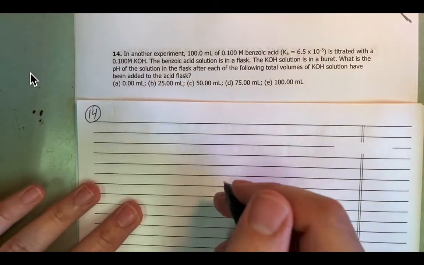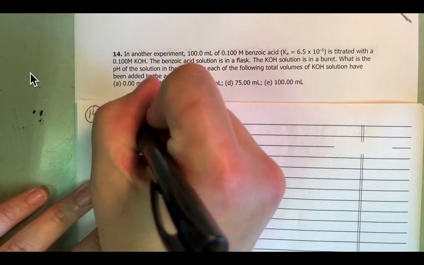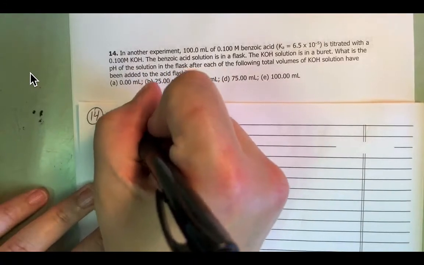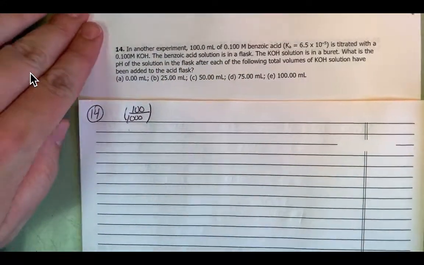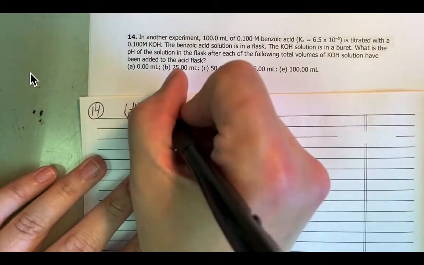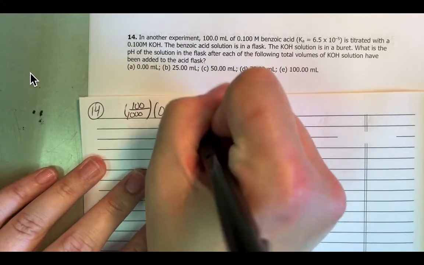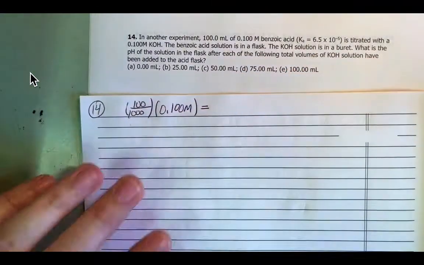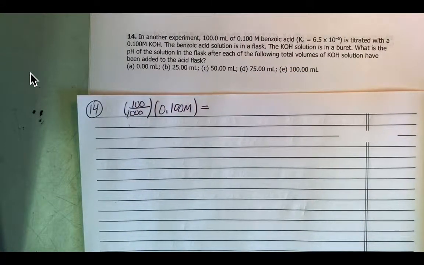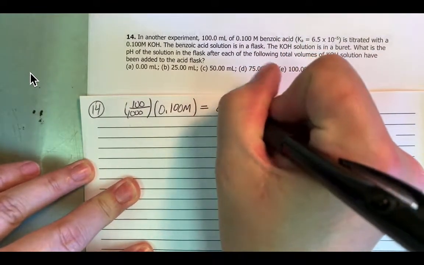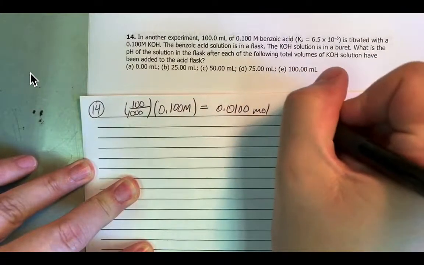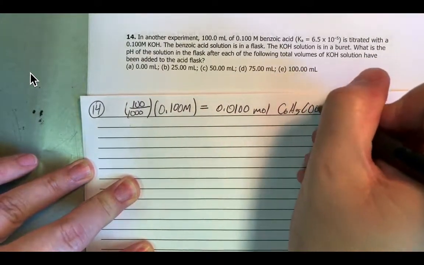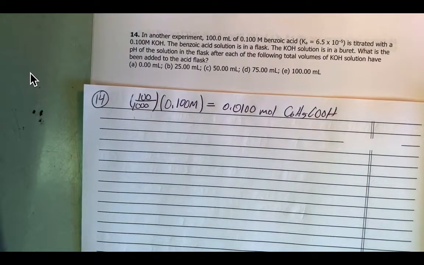All right, so at the beginning of the titration, we have 100 milliliters. I'm going to divide it by 1,000 in order to make it into liters, so that I can just straight away multiply it by the molarity and figure out how many moles of that benzoic acid I have. Okay, 0.0100 moles. C6H5COOH. You guys don't need to know the formula, but I'll put it there. So that's how much we're going to start out with.